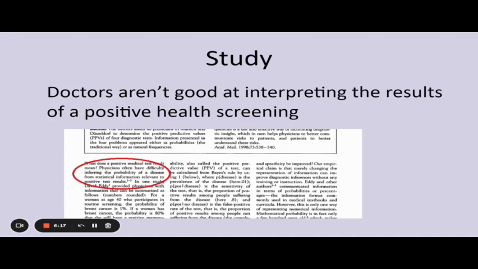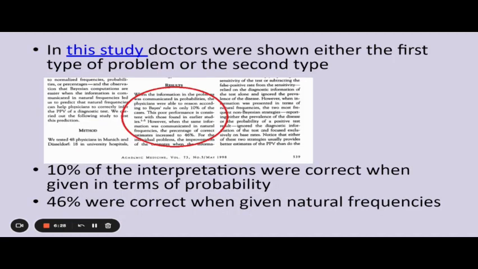There was a study done, and I gave a snippet from it here, that doctors are actually really bad at interpreting test results like that. And they found that if you translate it to natural frequencies, the way that we did, it jumped up. Originally only 10% of the doctors correctly interpreted the probabilities. But when they translated it to natural frequencies, 46%, which is still not great, but a lot better. And I will include the link to that study in case you're interested in reading about it.